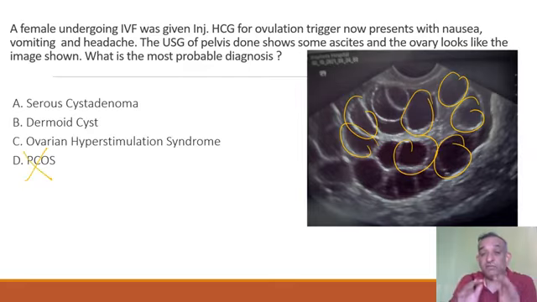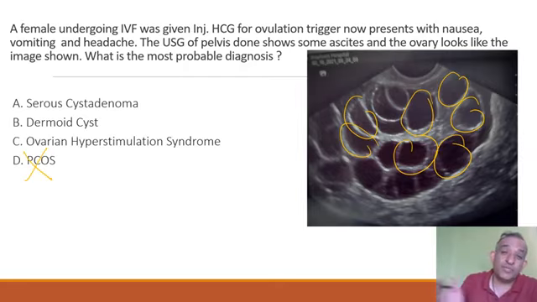PCOS does not have all follicles big. There are multiple small follicles in PCOS. That's why in PCOS you don't see this picture. But when all these follicles are big, they're all dominant, that means this is ovarian hyperstimulation syndrome.